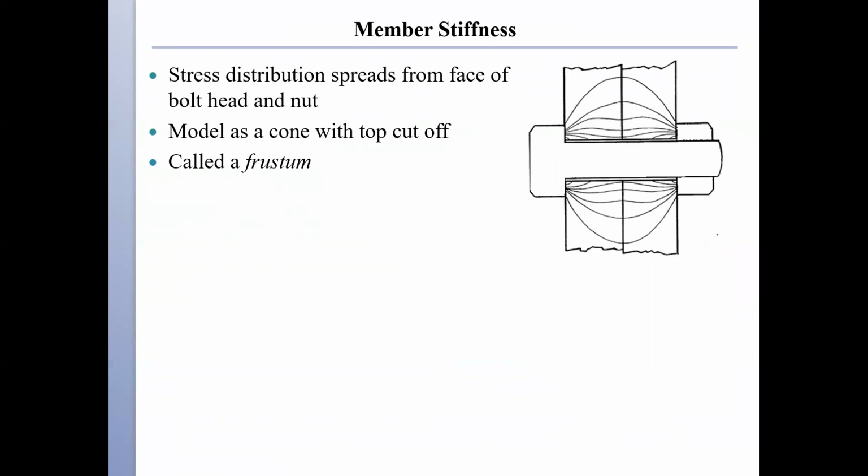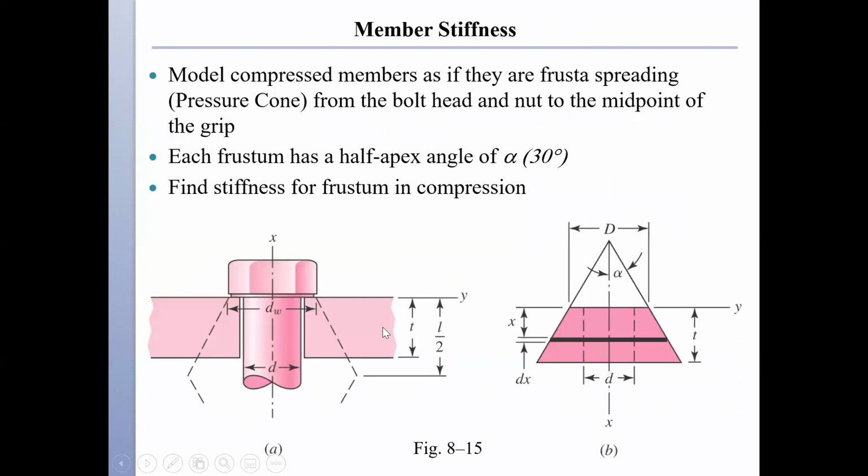Next, we want to look at the member stiffness, the parts that are compressed. So you see, when I apply this clamping force, I am compressing the members. And this compressive stress is distributed from the face of the bolt head and the nut. It can be modeled as a cone with a top cut off. We call this a frustum. And we use that frustum to find the stiffness within the members. So it is a cone with the head being cut, and this cone is hollow on the inside.